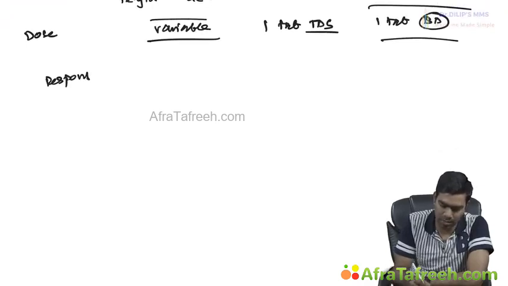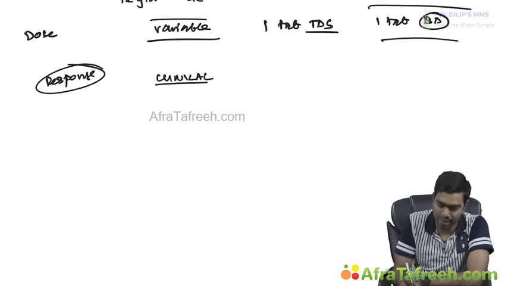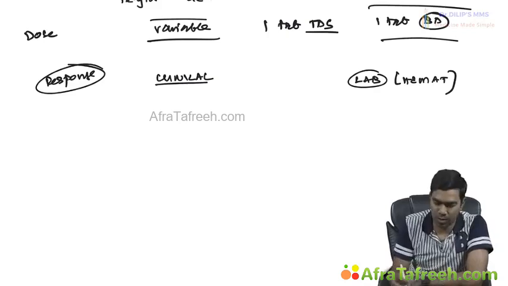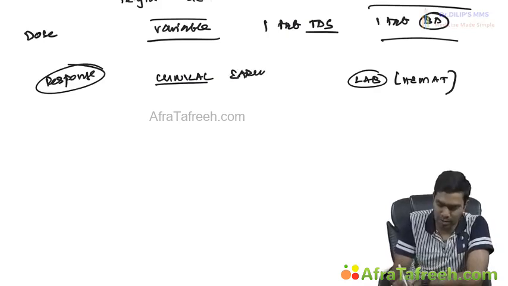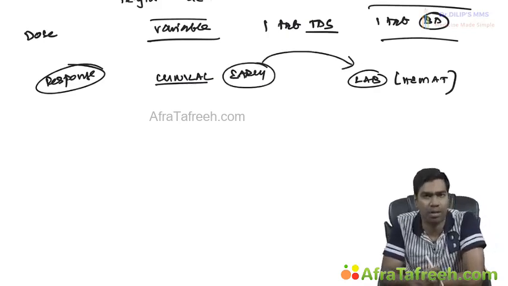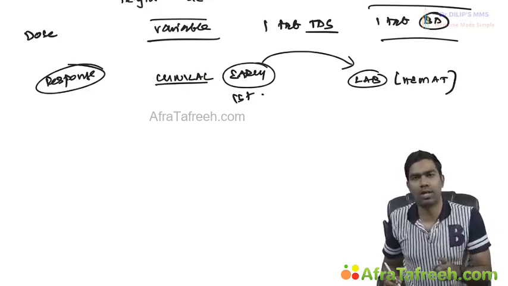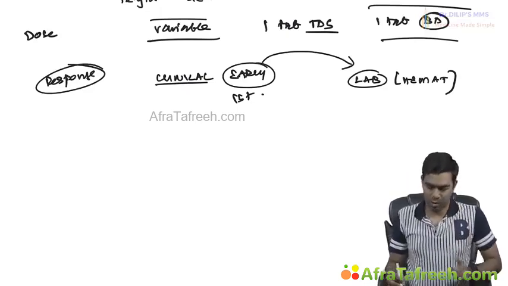Once you have started the treatment, what should be the response? There are 2 types of response. One is called the clinical response, and second is the laboratory response or hematological response. The clinical response always is early, then followed by the laboratory response. So the first and the early is the clinical response.